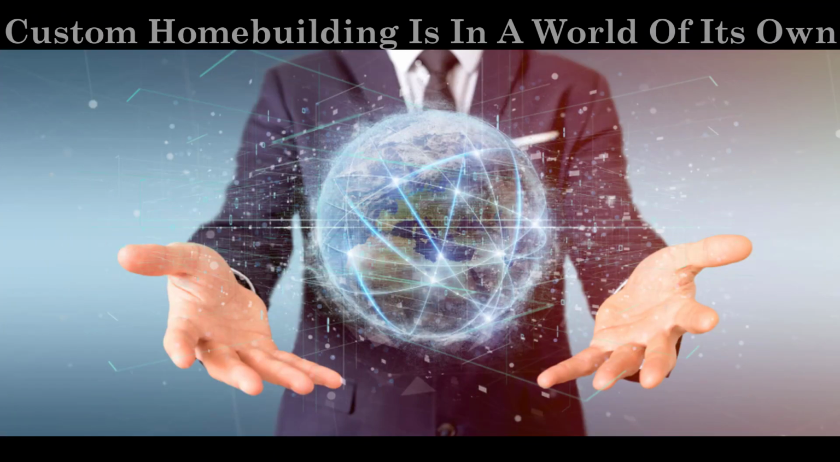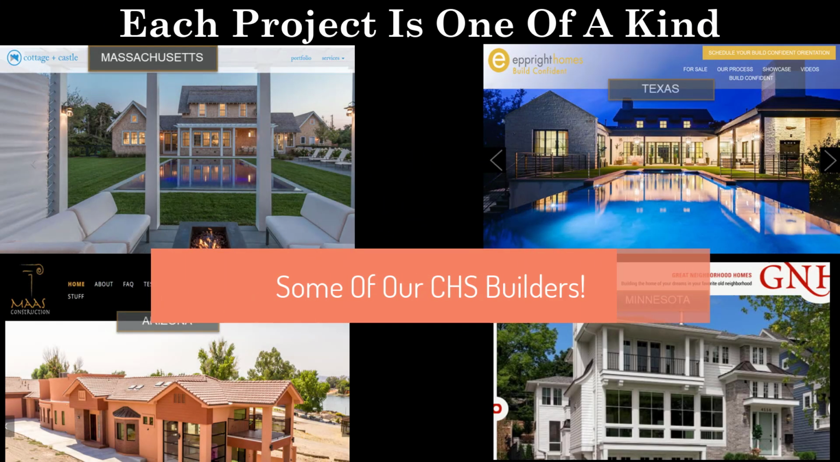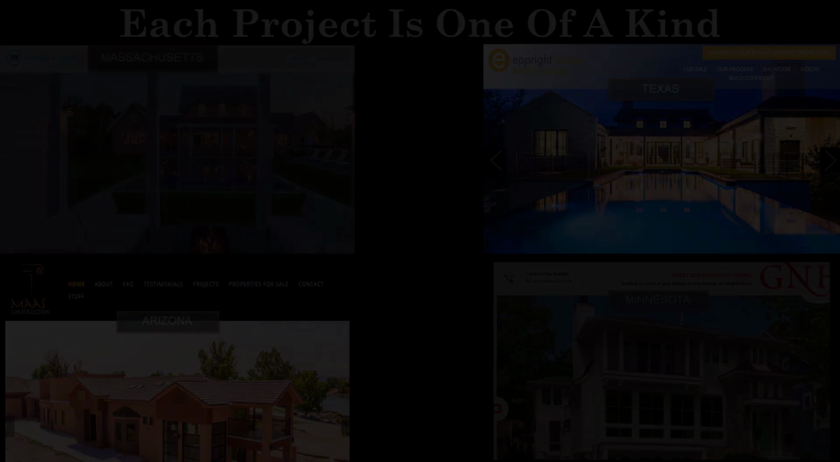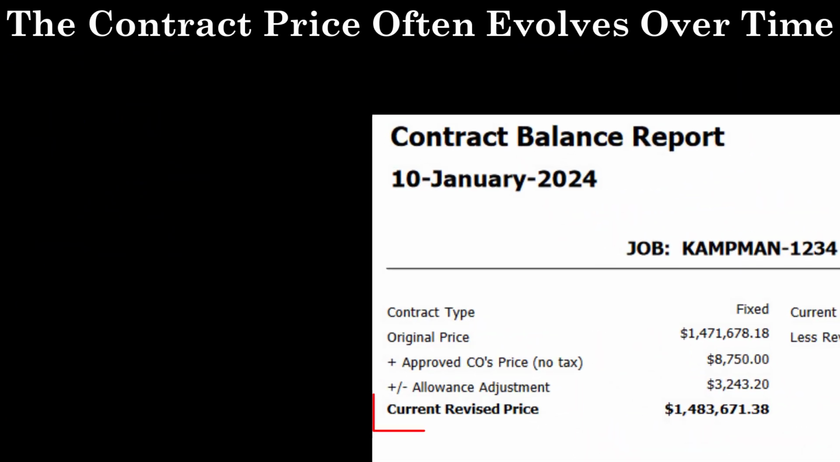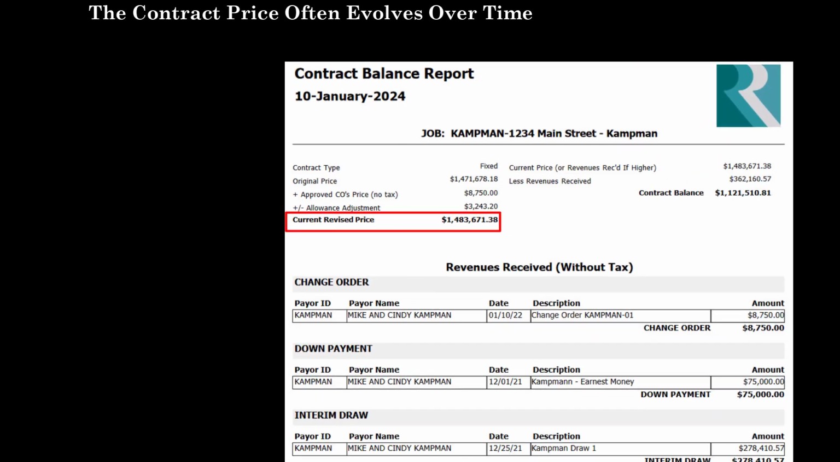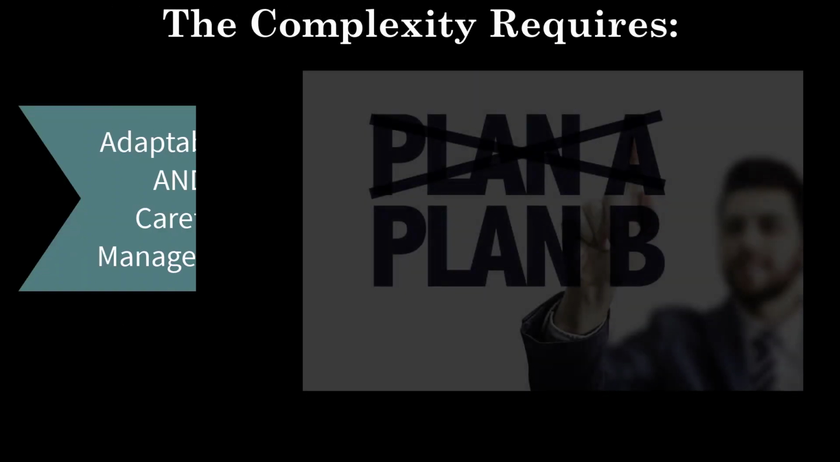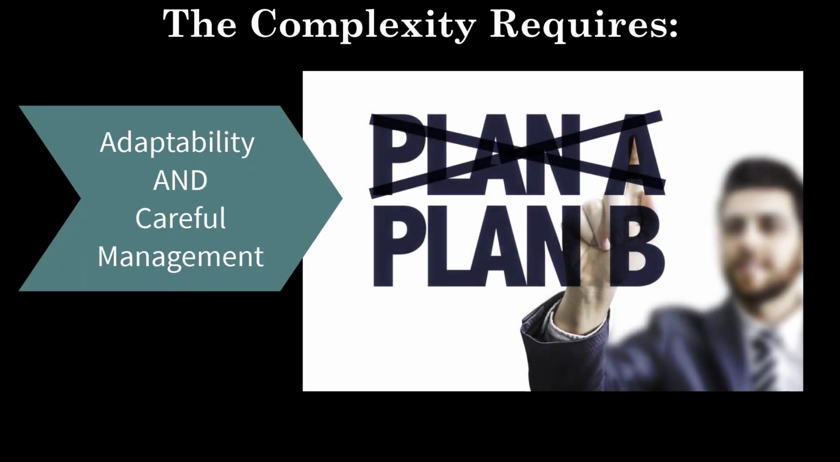Custom home building is in a world of its own, and it is very unique because builders aren't just selling standardized products or producing the same items over and over again. Each project is tailored to the client's needs, making it a one-of-a-kind deal. These projects typically span months to complete, and the initial contract price and projected costs often evolve and change over that time due to various factors. The complexity requires adaptability and careful management throughout the entire construction process.